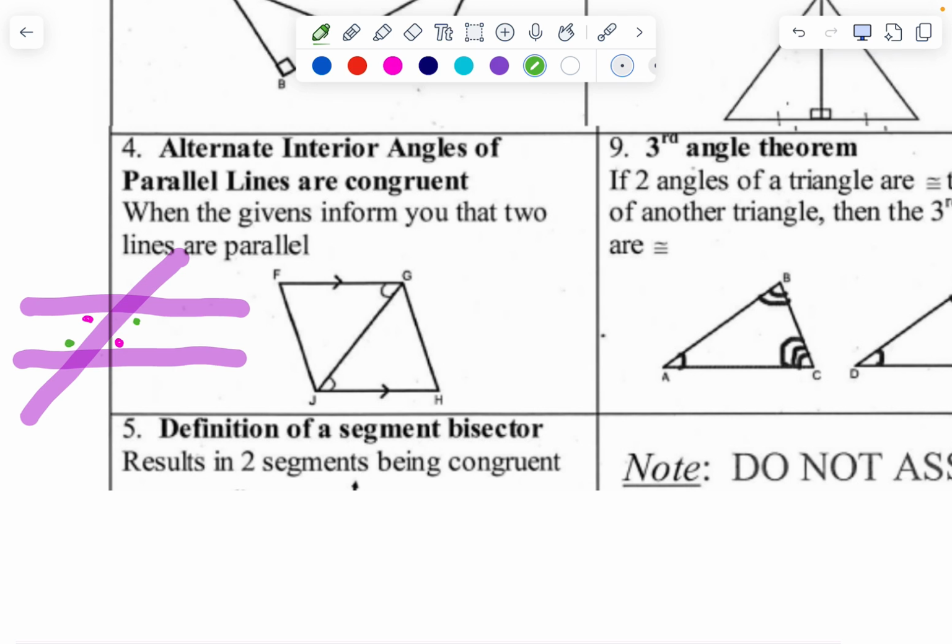If you happen to be told that FJ and GH are parallel, then sure, go ahead and use those as well. Just make sure you're basing it on givens.